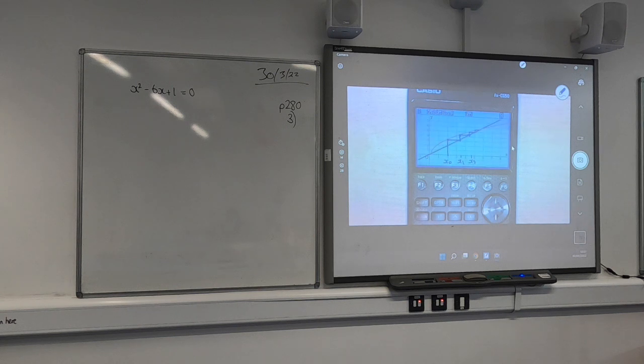So we've got a staircase diagram showing, in this case, that with that rearrangement and that starting value, we get the upper root. Any questions? Right, that is iteration done then.